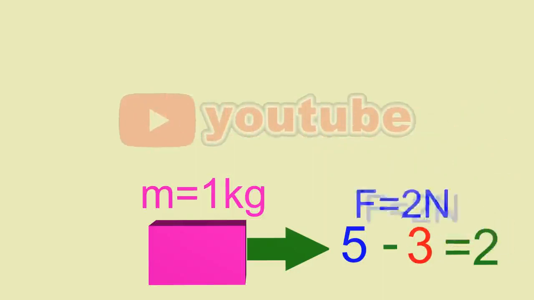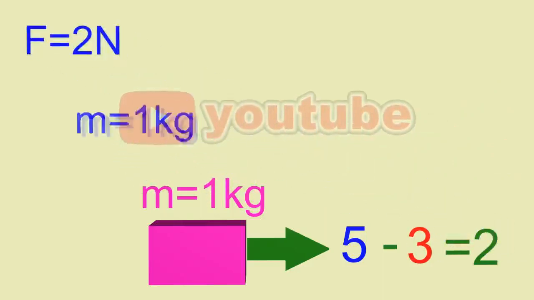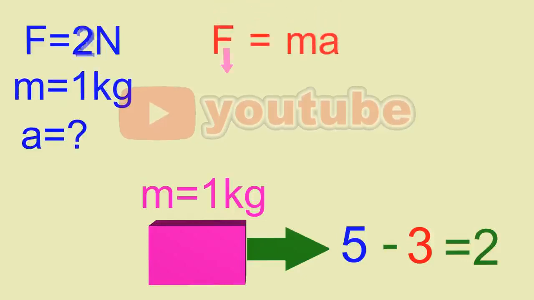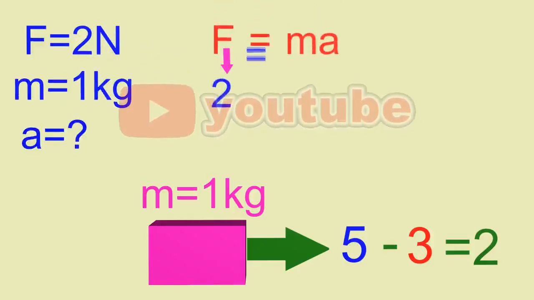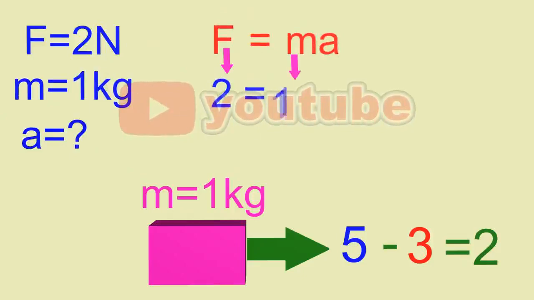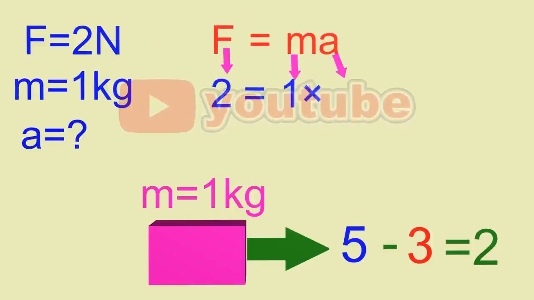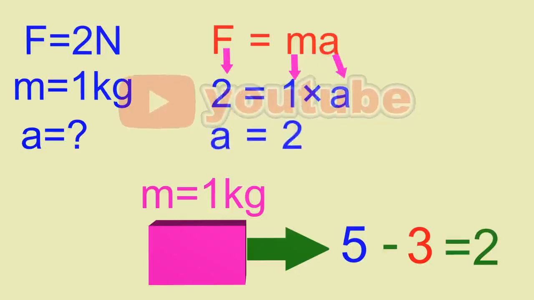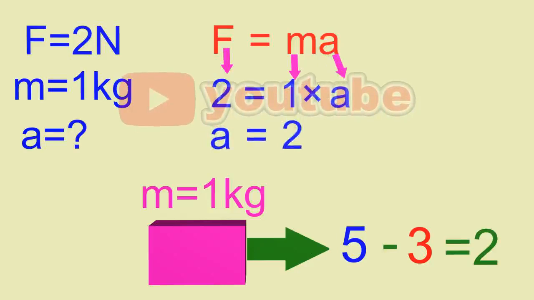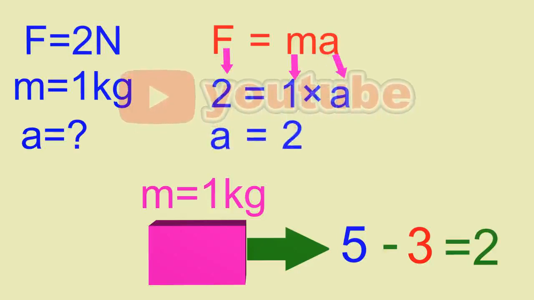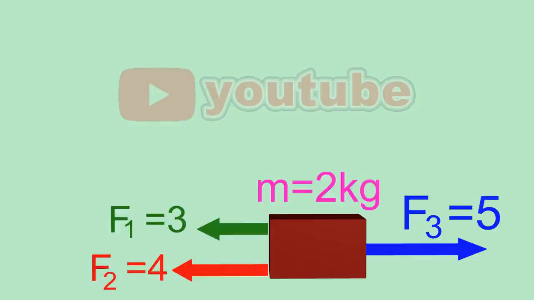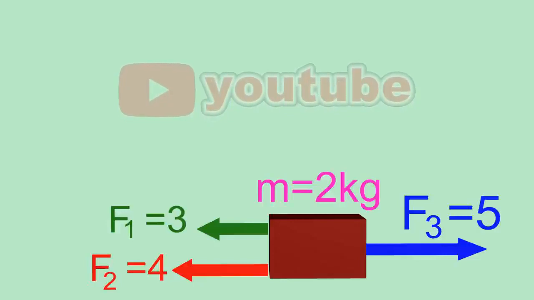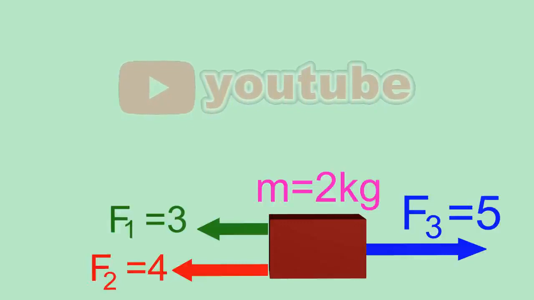Pay attention to the calculation. We see that the acceleration of the object is equal to 2 meters per square second. The importance of the following example is that both same-direction and opposite-direction forces exist.